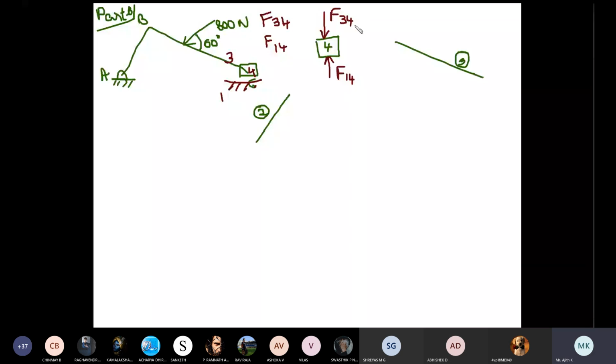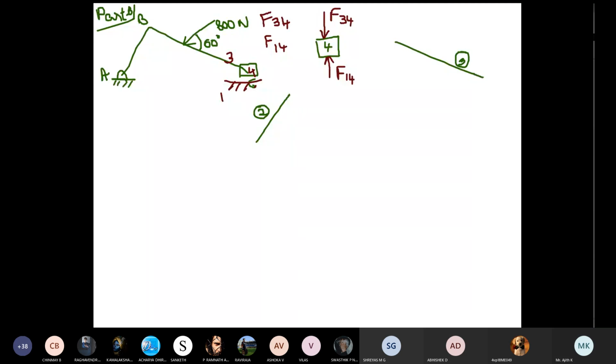Note down the difference between this problem and the previous problem, first part and second part. In the first part, you had 3 forces, but in the second part, there are only 2 forces acting on link number 4. So when only 2 forces are acting, these 2 forces must be equal in magnitude and opposite in direction. Direction of F14 is always vertical. Always this fixed portion will be exerting a vertical reaction on the sliding part. So this will be the direction of F14, and for balancing, F34 will be acting in exactly the opposite direction.